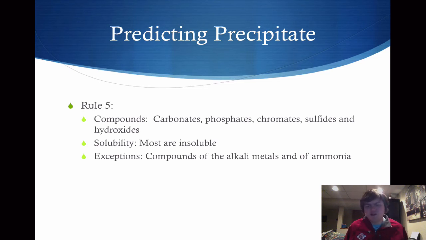Secondly, sulfides are usually soluble when bonding with the alkaline earth metals as well, but for simplicity's sake, we are going to lump them in with these other types of anions in rule number 5. So again, these are typically insoluble, meaning they do not dissolve. They will form a precipitate unless the cation is an alkali metal or ammonium.